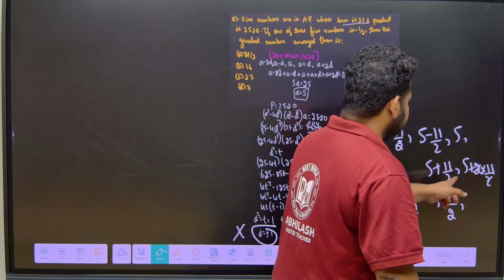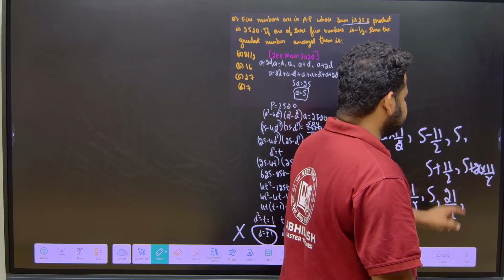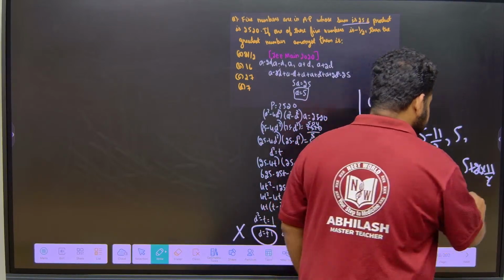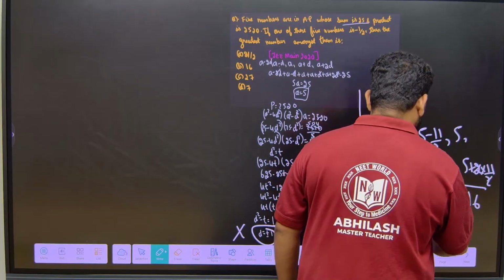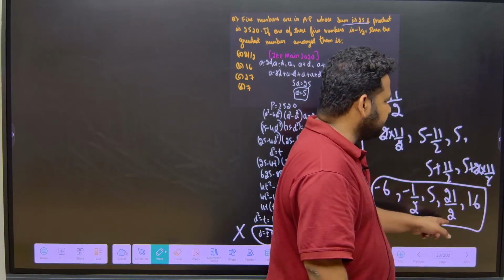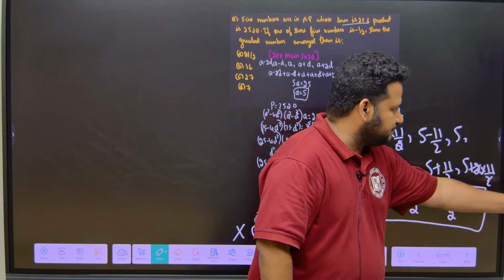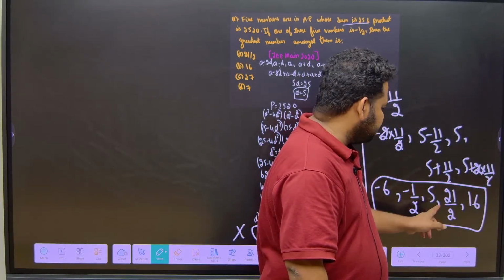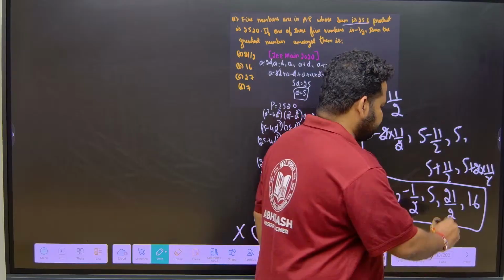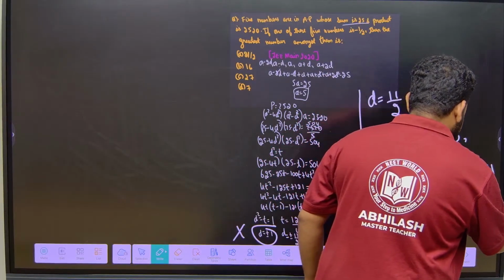Now what about this one? 5 plus 2 into 11 by 2, the 2 cancels, so 5 plus 11 is 16. So these are the terms that we have. Out of this, which is the bigger? 21 by 2 is 10.5, and this is 16. So definitely 16 is the larger number.